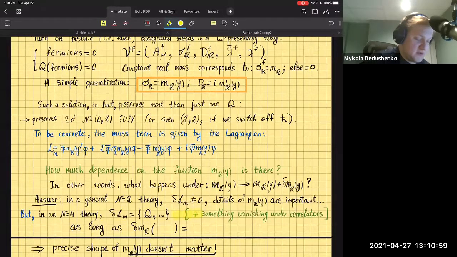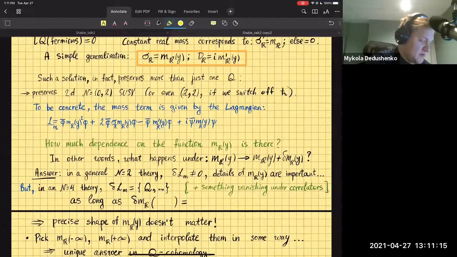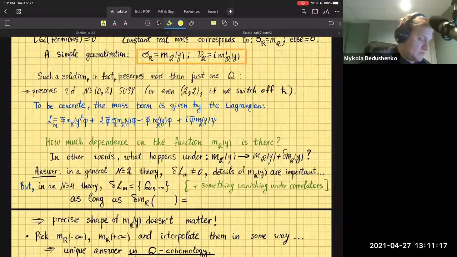Plus, there are some other terms, actually. There's some little subtlety here, that there are some other terms which don't vanish immediately, but they vanish under the correlators. I'm not going to go into that. But one has this, as long as you keep mass fixed at infinity.